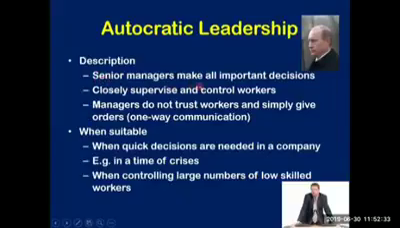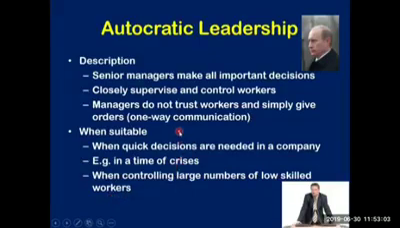Senior managers make all important decisions, and closely supervise and control workers. Managers do not trust workers and simply give orders, with one-way communication. It is suitable when quick decisions are needed in a company, for example in a time of crisis, or when controlling large numbers of low-skilled workers.